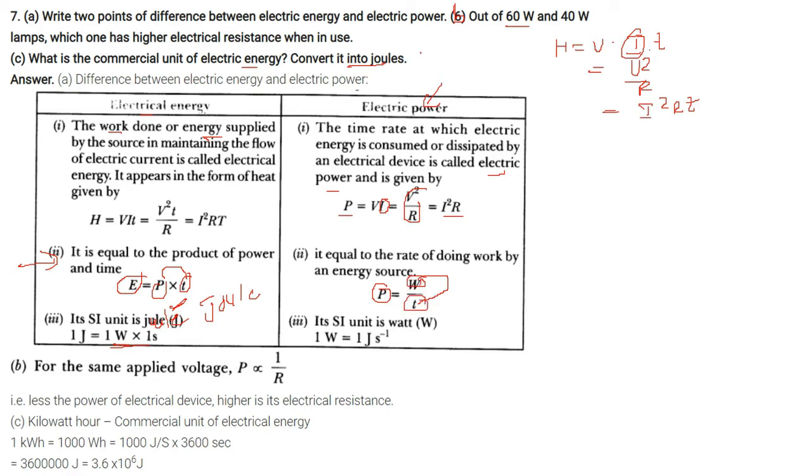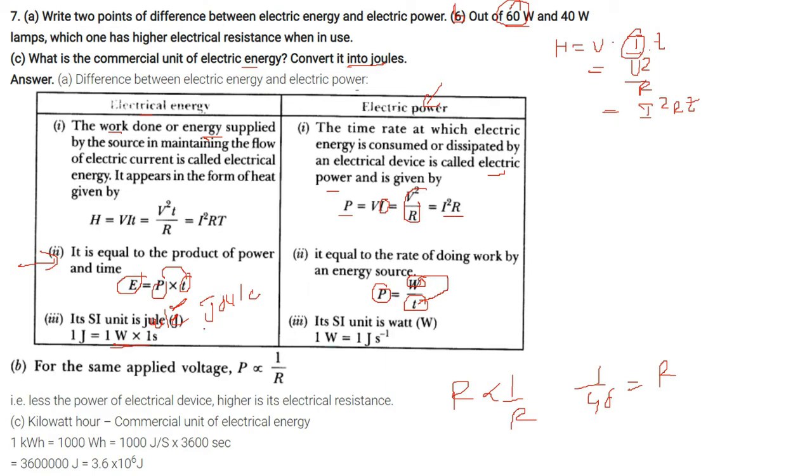For the second part, power is inversely proportional to resistance. That is, the less the power of an electrical device, the higher is its electrical resistance. So you can easily find out which one, the 60 watt or the 40 watt lamp, has higher resistance. 1 by 40 will give you the higher value.